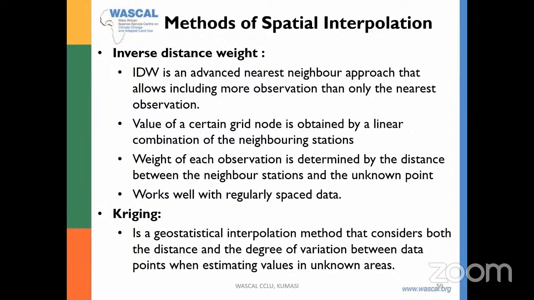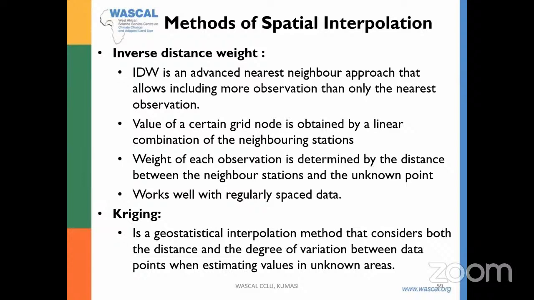And mostly this works well for regularly spaced data sets. So if we have a field where we want to interpolate the soil organic carbon, we can go by the systematic grid sample, where we can have regularly spaced data points to use IDW to generate the surface. And we can also use Kriging.